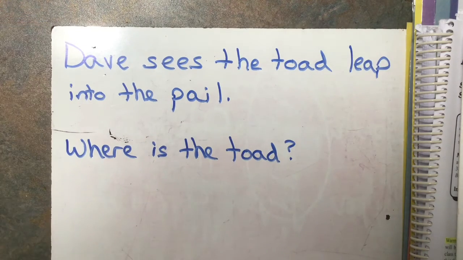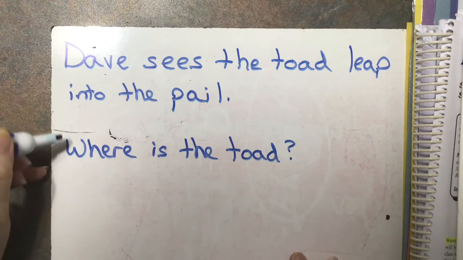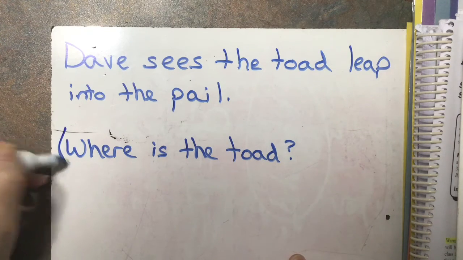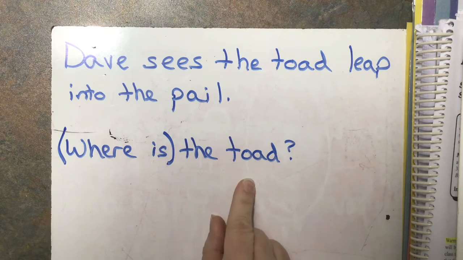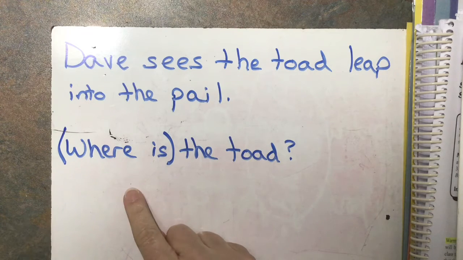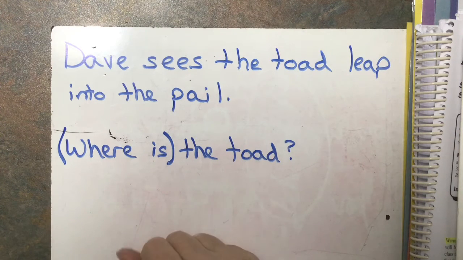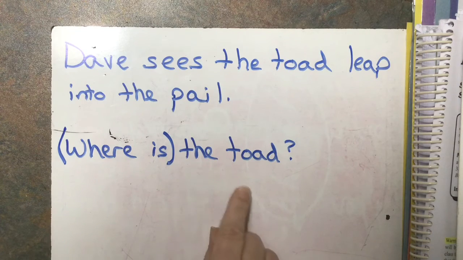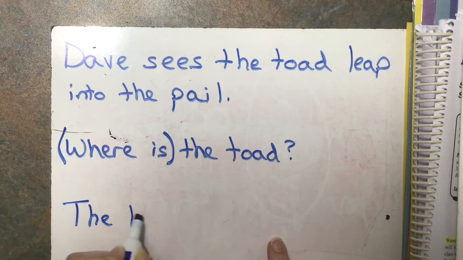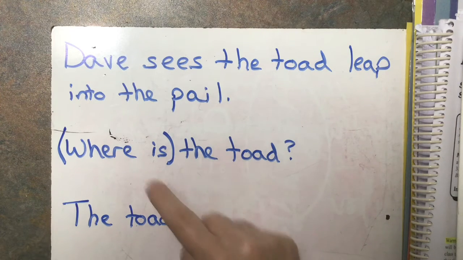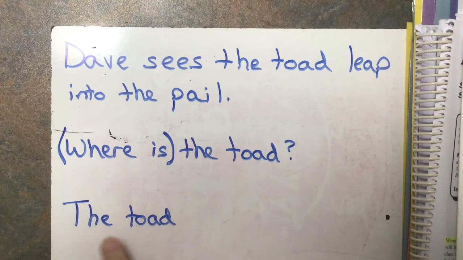So the first thing that we're going to do is we're going to take our asking words, where is, and we're going to put arms around the asking word, where is. We're going to start our answer with the toad. This is not a yes or a no question. It wants to know where is the toad. You can't say yes. That doesn't answer the question. So we have to start with the toad. So our answer will start with the toad. And we're going to be talking about where the toad is. So we need to say the toad is.